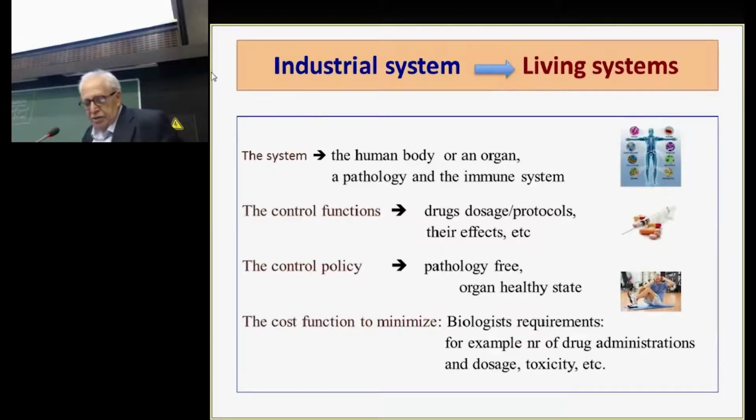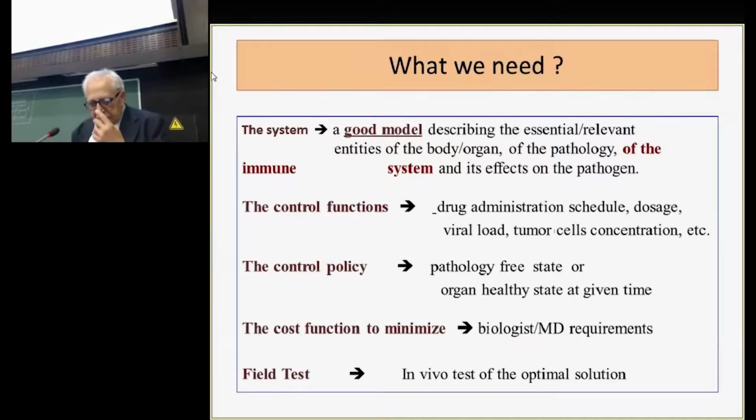And the cost function to minimize: here the biologists and medical doctors come in. They can ask to minimize the number of administrations, to minimize the dosage, to control the toxicity of the drugs. They have requirements, of course, and on those requirements we can try to build up. And of course, we need a good model of the system.